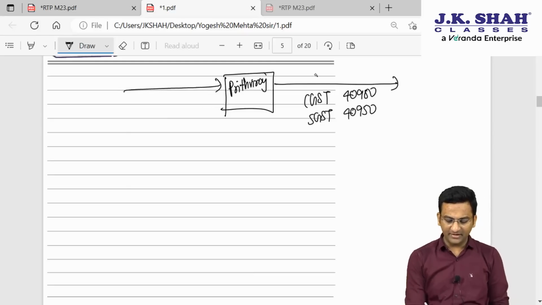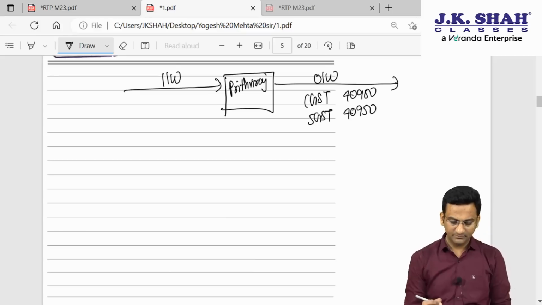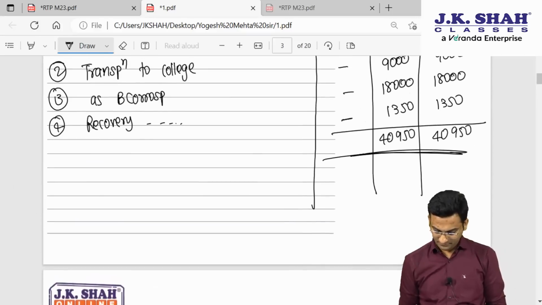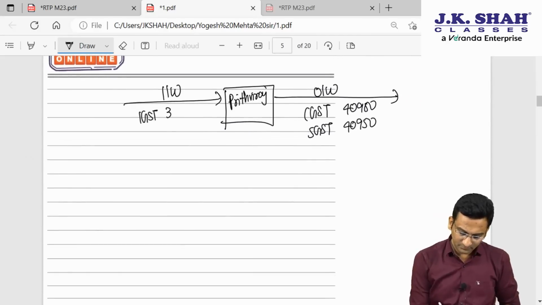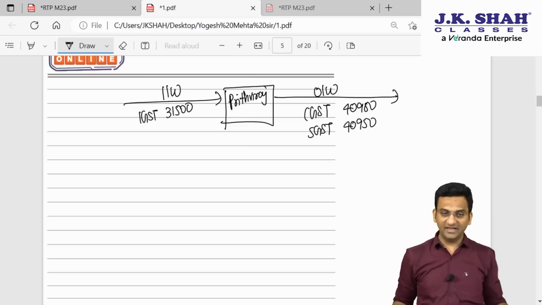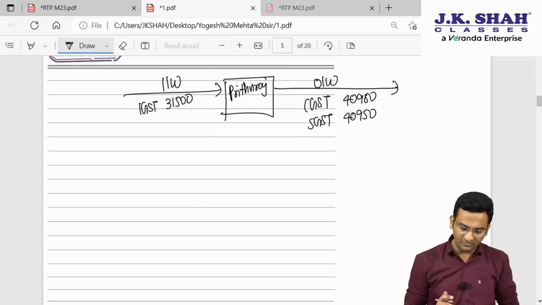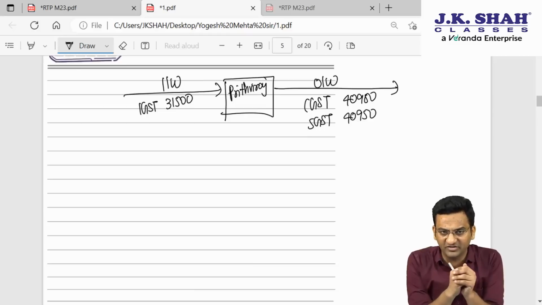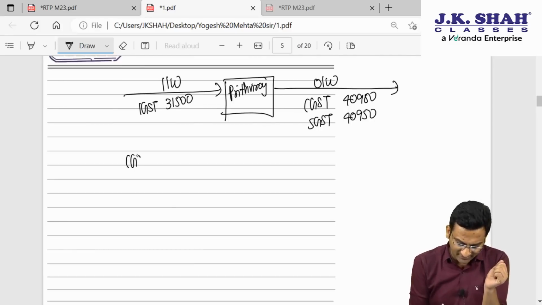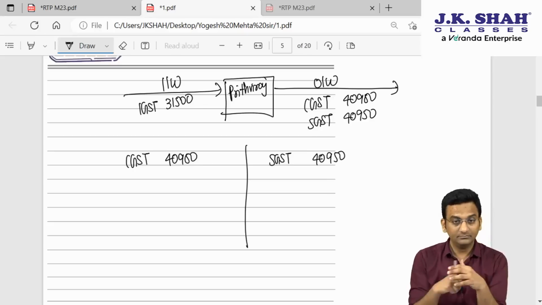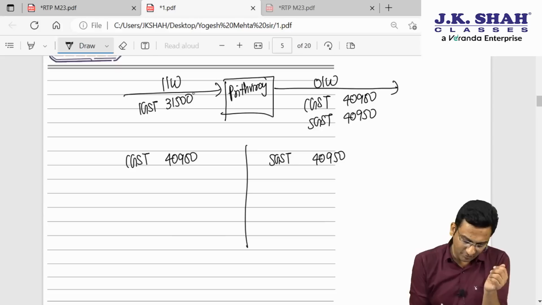And on the inward side, friends, 31500 IGST, 31500 is IGST. Now the question is very easy. Now tell me, friends, how will you solve this question? You have to find out the net GST payable. The tax on outward supply minus tax on inward supply, and on the outward supply there is a CGST 40950 and there is a SGST again 40950, and out of this we have to deduct IGST.